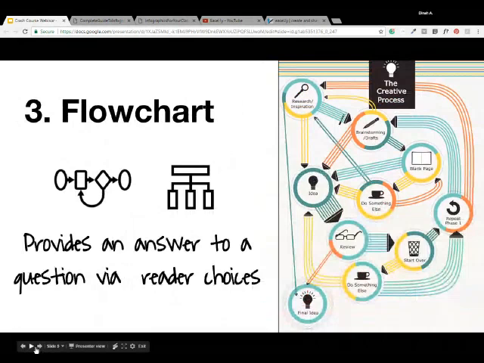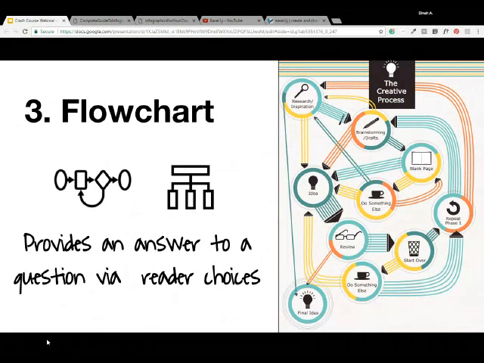Okay, the flowchart. Now, the flowchart provides an answer to a question via reader choices. And we've all seen flowcharts, whether we're looking at maybe a hierarchy of the individuals within a company, or if you've experienced a flowchart for a process or taking the steps to use some type of software or a process at work, whether it's operations, you've seen flowcharts. And so this is something that you can use for an infographic to organize your information.